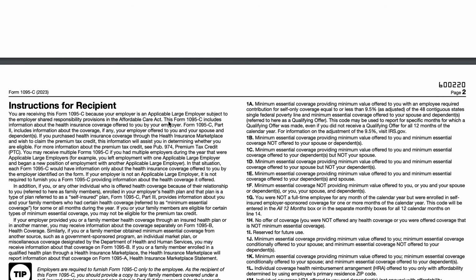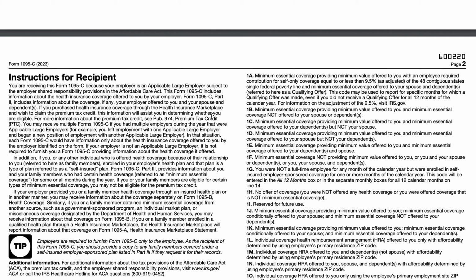I don't think there's a whole lot of additional information. If you've participated in the health insurance marketplace, or Obamacare, or a state marketplace, you might receive a different version of Form 1095. There's 1095-A, there's 1095-B, and then this is 1095-C. Depending on how you obtain your health care, you may receive more than one copy of Form 1095, and that's acceptable. That's fine.